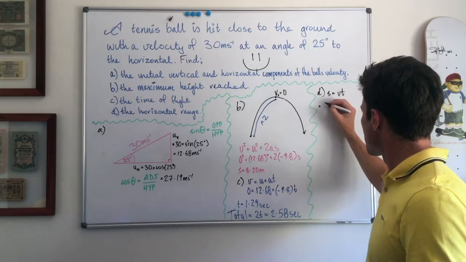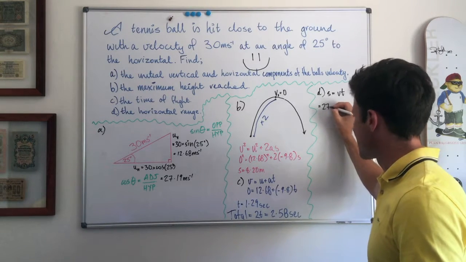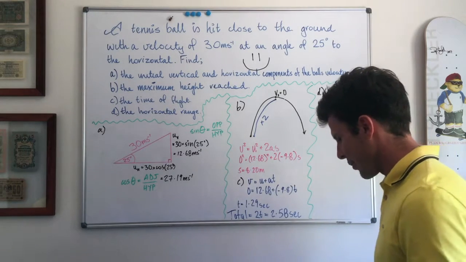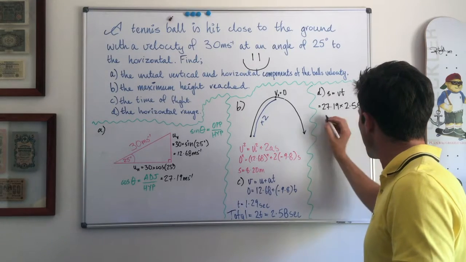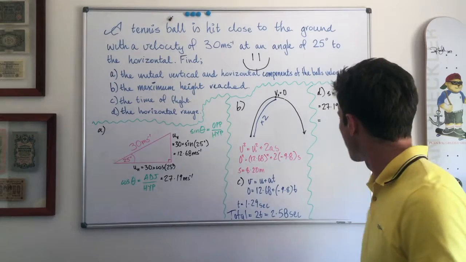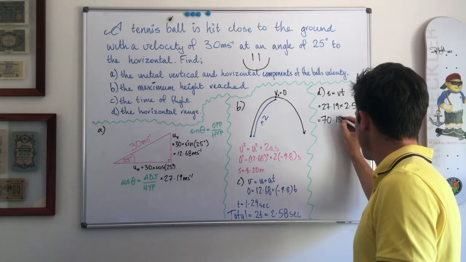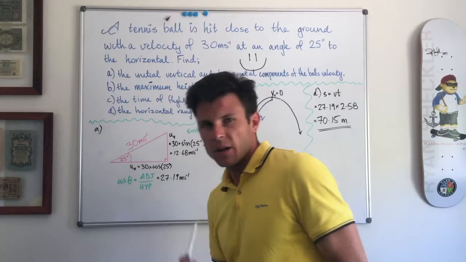So all we have to do is say that our average velocity in the horizontal direction is going to be 27.19, and our time is going to be 2.58. And if we multiply those two together, we get 70.15 meters. So it's a bloody long tennis shot.